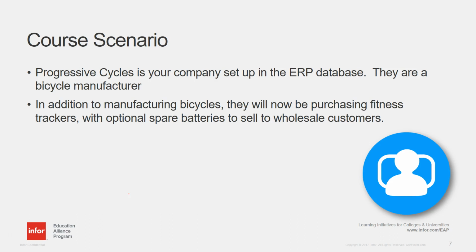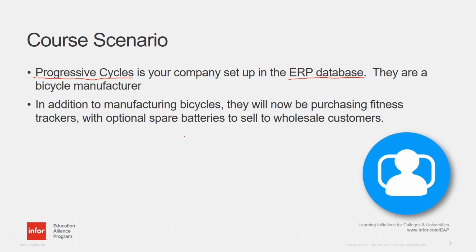Our course scenario. We're working for a company called Progressive Cycles. And Progressive Cycles is a bicycle manufacturer. We are using the ERP database. We're using CSI to provide and update information in our ERP database.